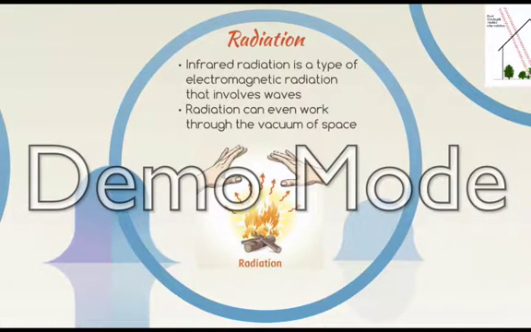Heat can be transferred by infrared radiation. Unlike conduction and convection, which need particles, infrared radiation is a type of electromagnetic radiation that involves waves. Because no particles are involved, radiation can even work through the vacuum of space. This is why we can still feel the heat of the sun even though it is 150 million km away from the Earth.